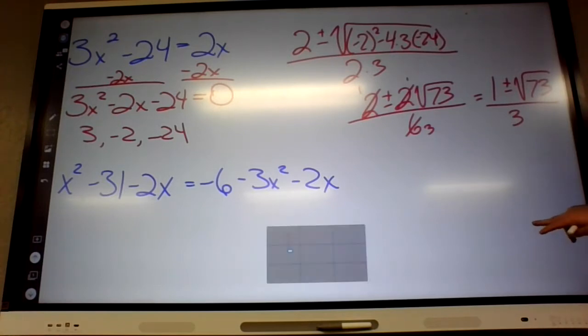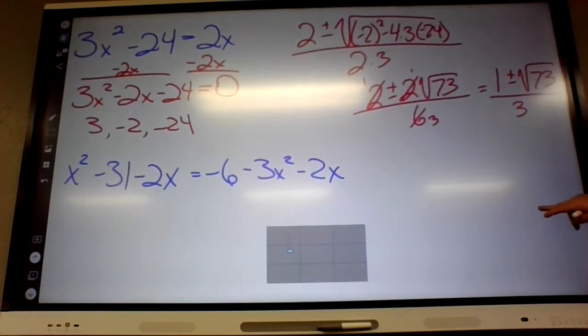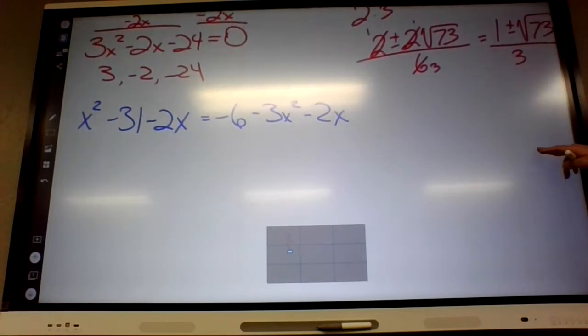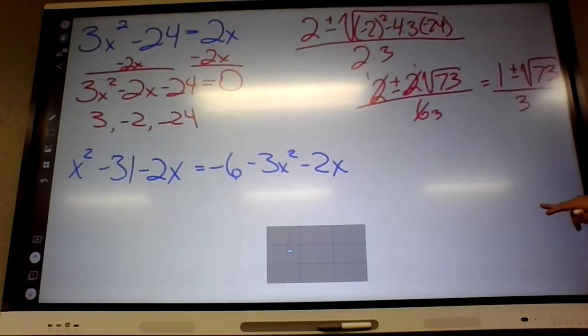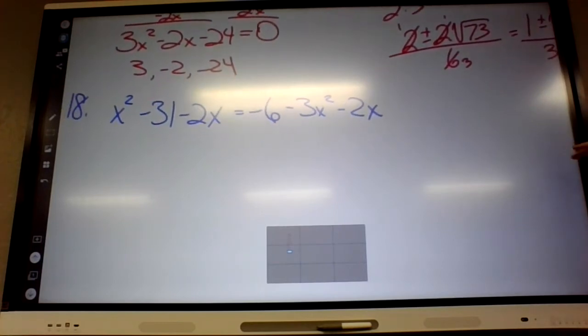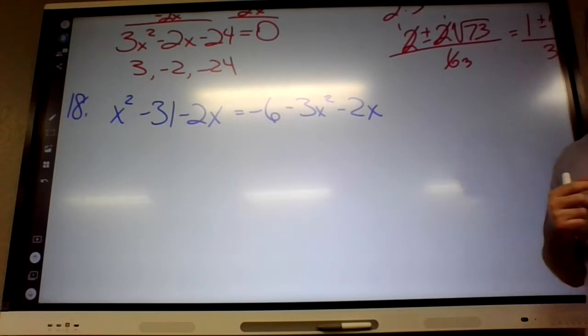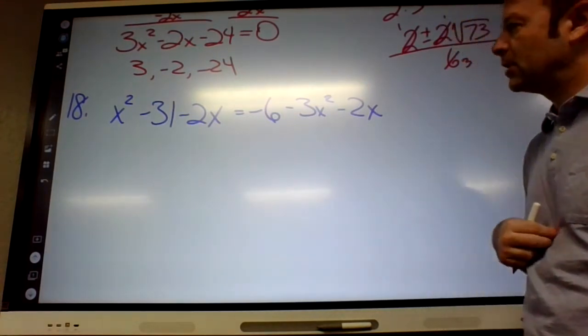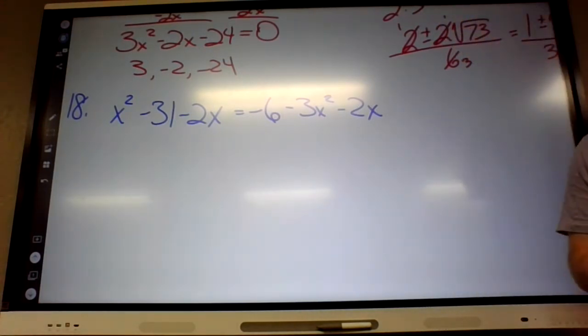All right, are we good on that one? Don't the C values sometimes just go away? Well, if you add them... 18. Yeah.